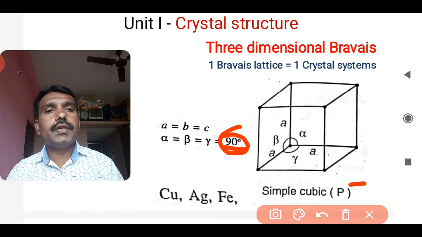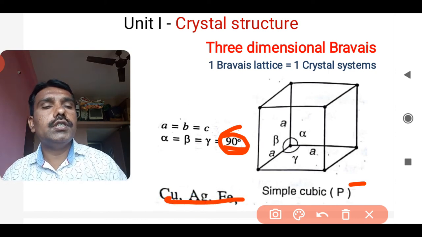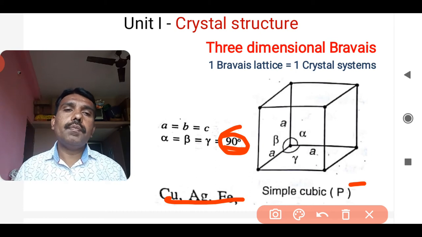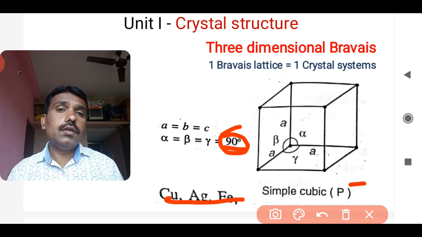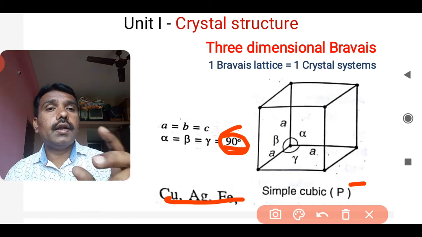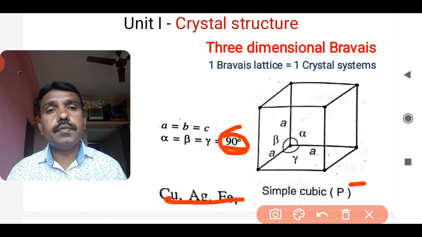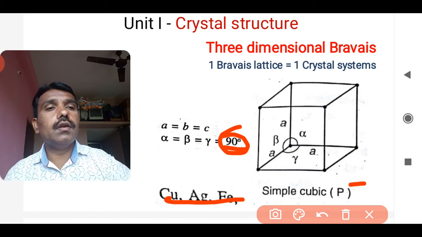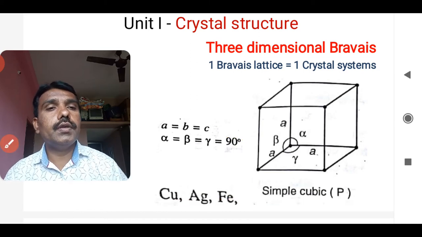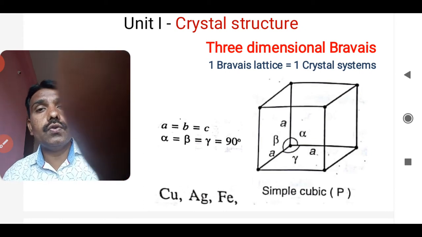And examples for such crystals are Cu, Ag and Fe, that is copper, silver and iron, which are examples of this type of crystal system, or Bravais lattice. So this is how the simple cubic structure, the first three-dimensional Bravais lattice, is formed.